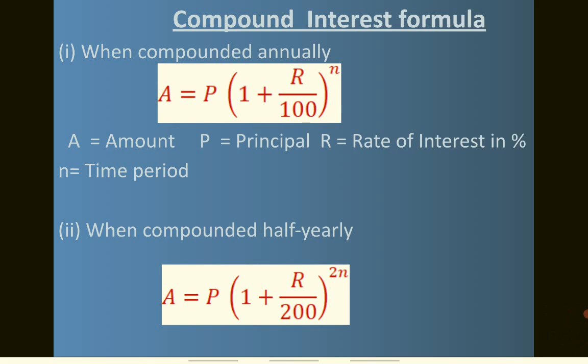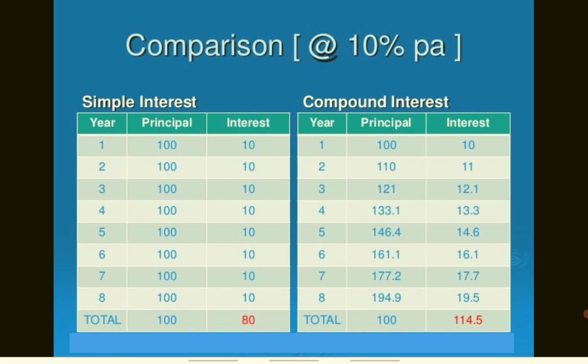When it is compounded half-yearly, the formula of finding the amount is equal to principal, open bracket, 1 plus R divided by 200, close bracket, to the power of 2n. So these are the two different formulas. Please keep it in your mind. So here I have given a comparison table between simple interest and compound interest. You can refer this.